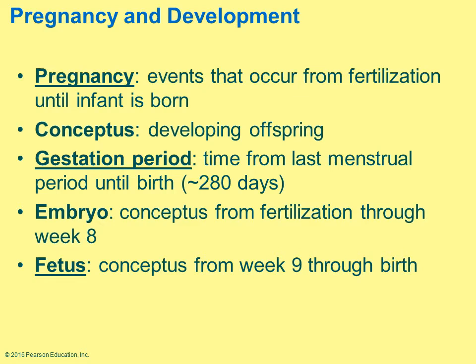The gestation period is roughly 280 days. It's the time from the last menstrual period until birth. The embryo is the term that we use to refer to this developing offspring from fertilization through week 8, and then from week 9 through birth we refer to it as a fetus. Part of the reason for the change in the term is that pretty much all of the organs are formed after week 8 and then just grow in size and mature in development, preparing for the birth. But everything is pretty much formed and working after week 8.